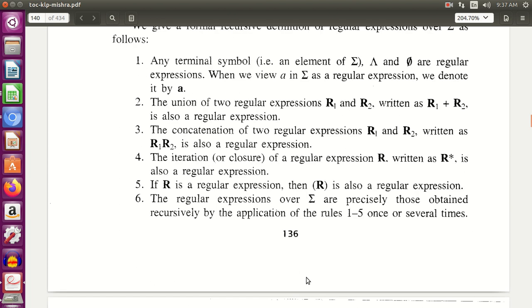A regular expression over an alphabet set can be precisely obtained by recursively applying all the rules from 1 to 5. If we have a regular expression, it must be constructed using one or the other of these 5 rules. No regular expression can be constructed without any rule outside this 1 to 5. Anything and everything that we are designing as a regular expression must follow one of these rules, or maybe multiple rules out of point number 1 to point number 5.